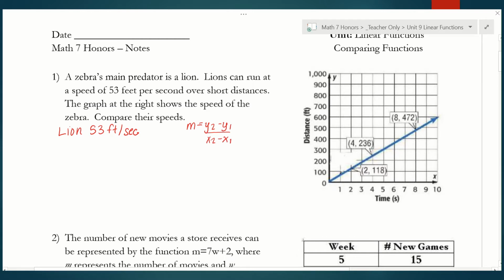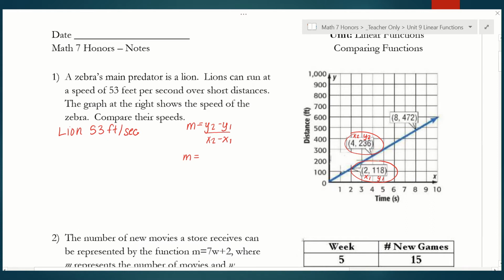And what I need in order to use that formula is 2 points from the graph. So I'm going to choose to use the points (2, 118) and (4, 236). I'm going to treat my first point as this one, and this one will be my second point.